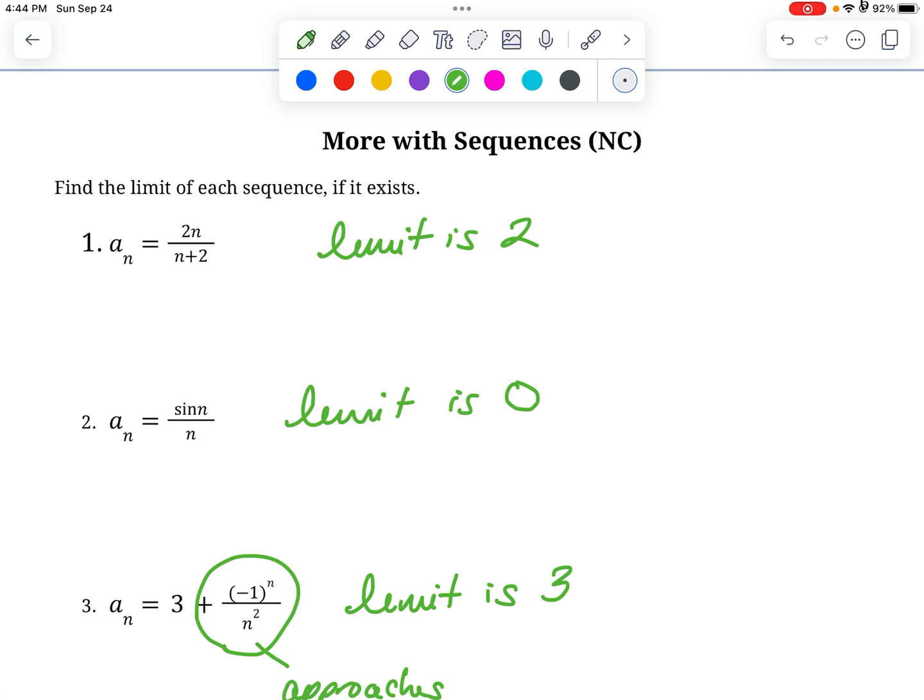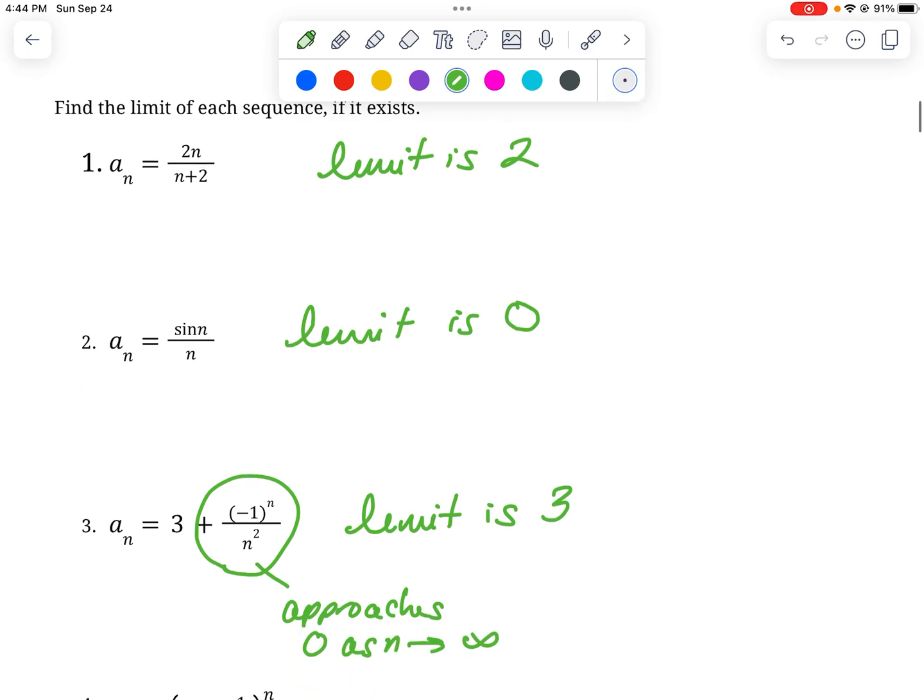Okay, let's check your 8 questions. So you can see the first 3 answers here. All 3 of these are convergent. The first one approaches the value of 2. You can think of that like you would think about this function and how you have equal degree.